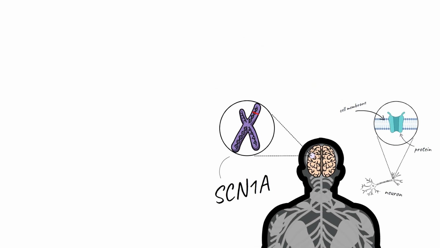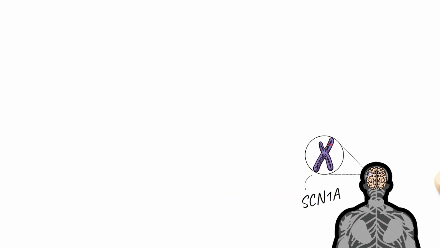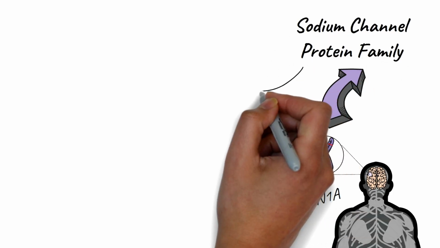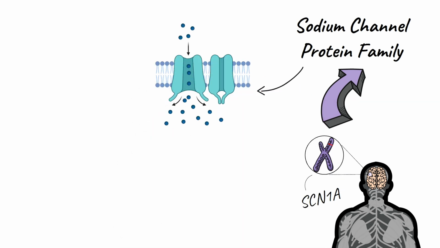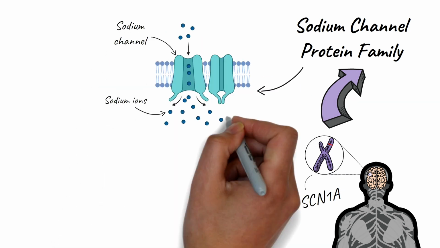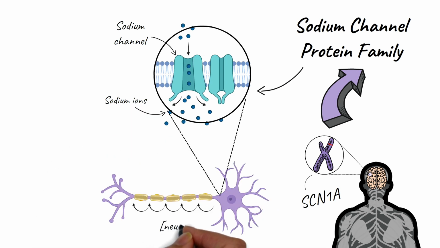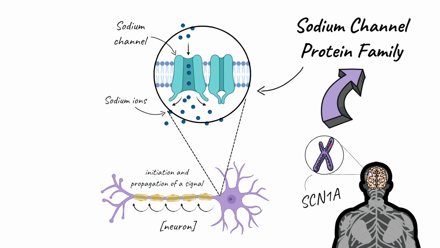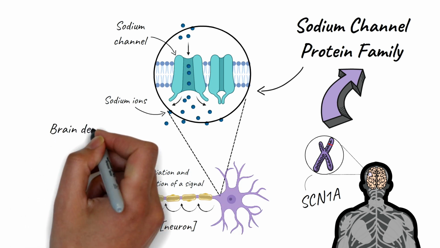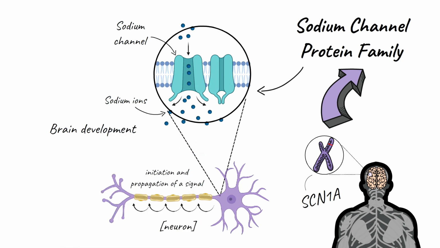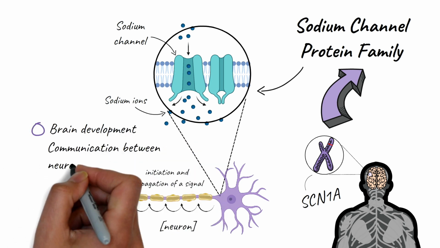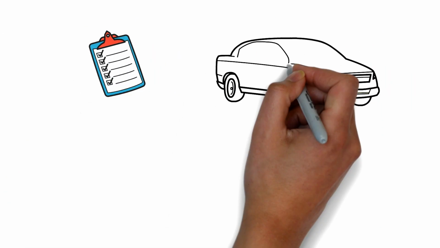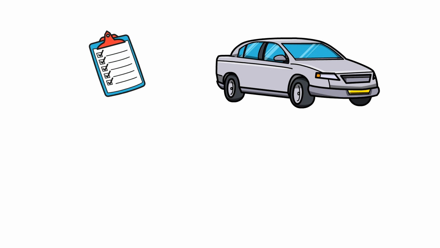The protein produced by SCN1A belongs to the voltage-gated sodium channel protein family and allows sodium ions to travel through the cell membrane to pass on information. Expressed mainly at inhibitory neurons, these channels are crucial for initiation and propagation of action potentials along the neurons. Specifically, scientists have determined that SCN1A encoded channels are essential to the development of the brain and for the communication between neurons.